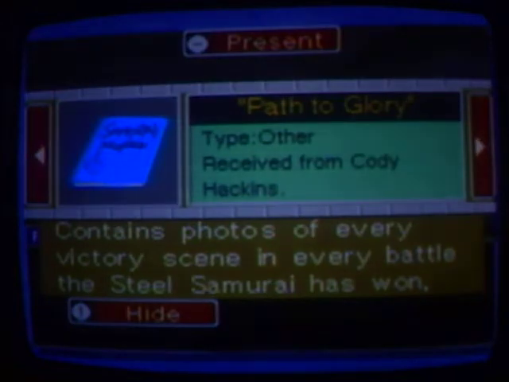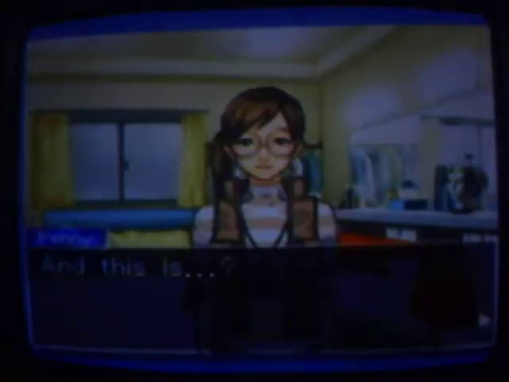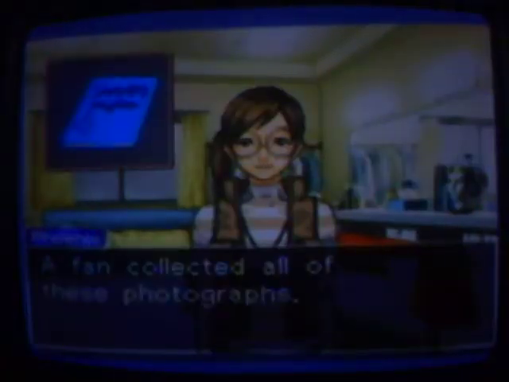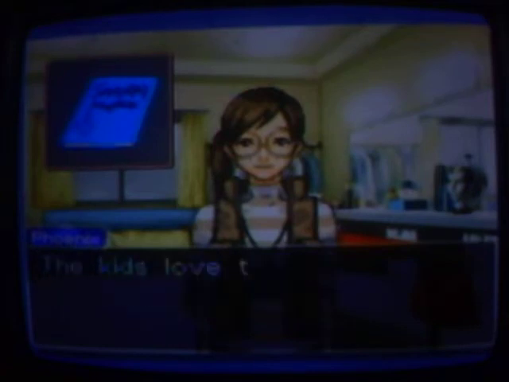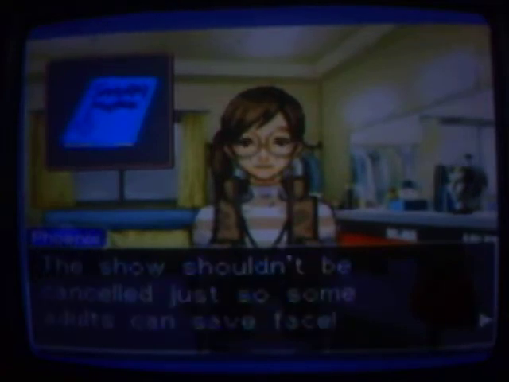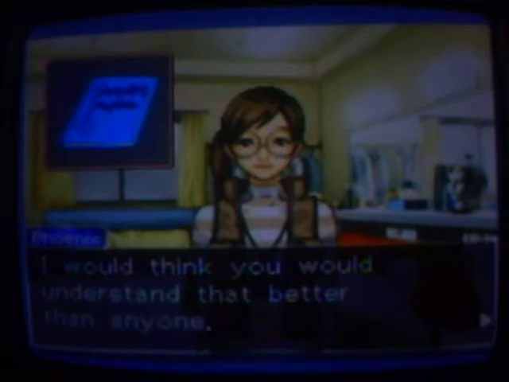Path to Glory. Contains photos of every victorious scene in every battle the Steel Samurai has won. And this is, a fan collected all of these photographs. The kids love the Steel Samurai. The show shouldn't be canceled just so some adults could save face. I would think you would understand that better than anyone.